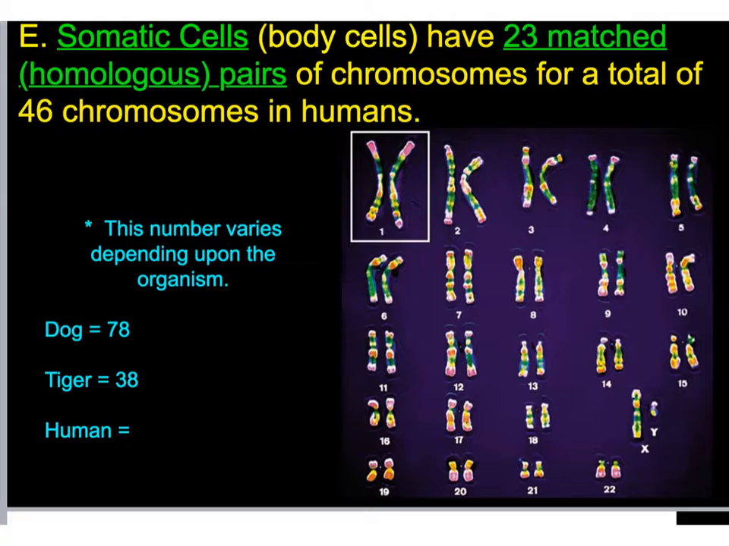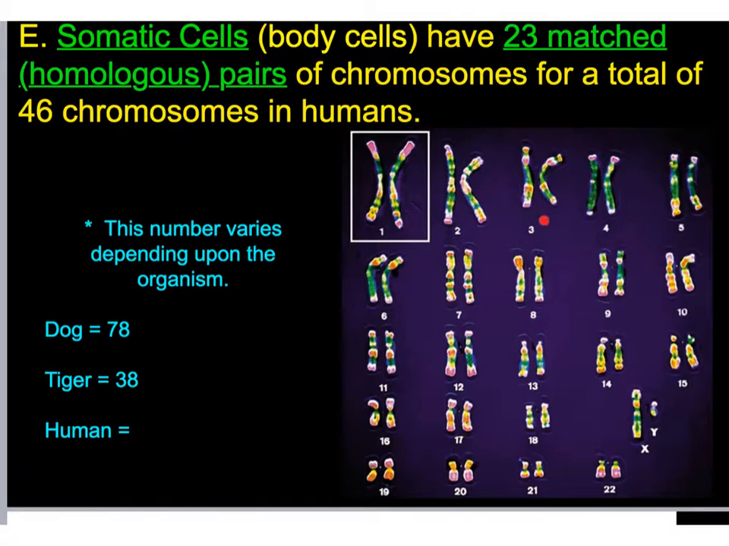Before we start actually diagramming mitosis, the last thing I want to talk about is chromosome number. In the somatic cells, which are the body cells of a human being, so all the cells essentially except for the sperm and egg, the heart cells, the liver cells, the kidney cells, the skin cells, the brain cells, all of those other cells are going to have 23 matched pairs of chromosomes, 46 chromosomes total. So this is for a human being.